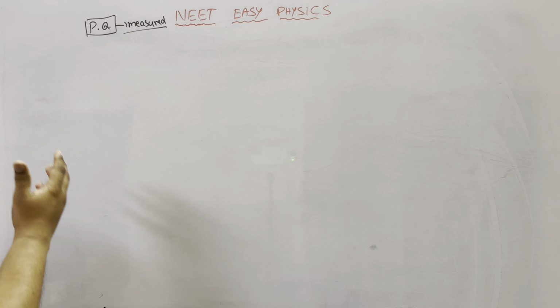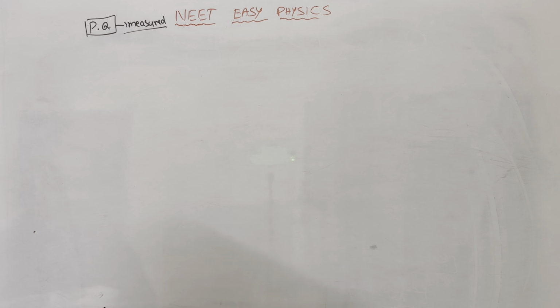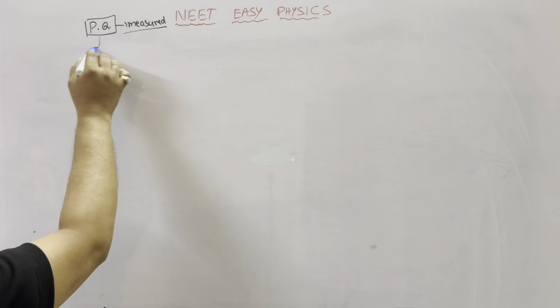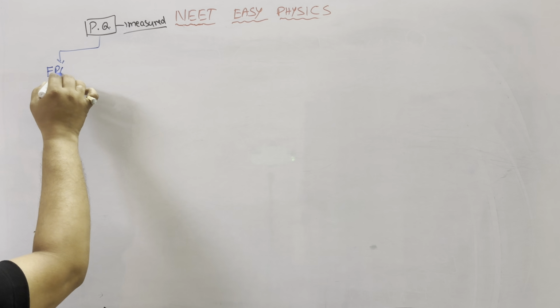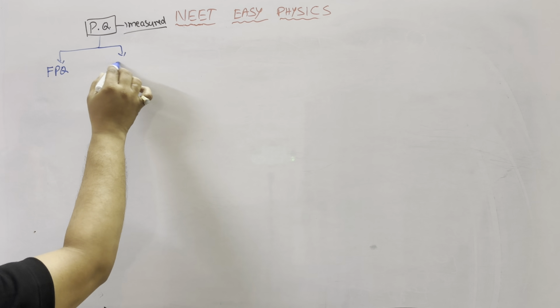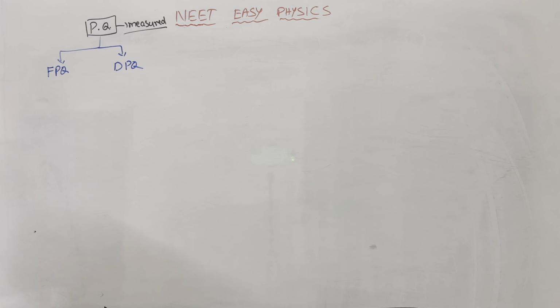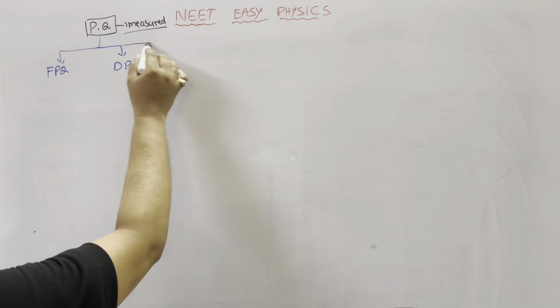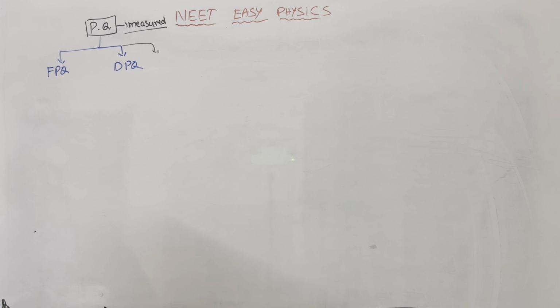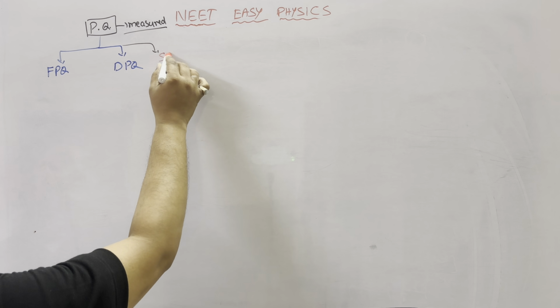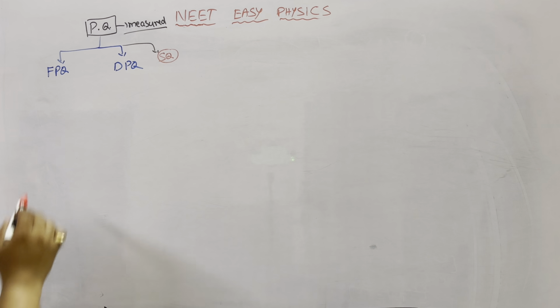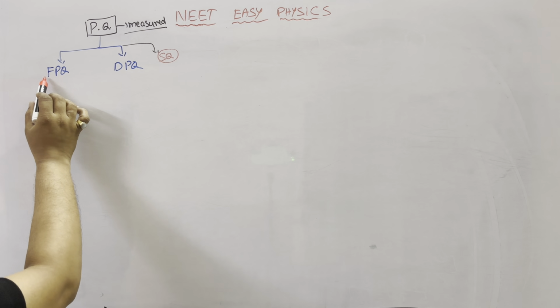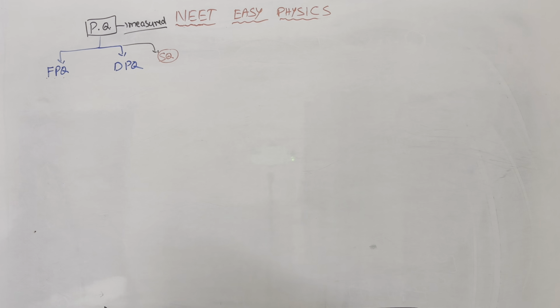So physical quantities are divided like this. One is fundamental physical quantity, another is derived physical quantity, and the third is supplementary quantities. So two, no, three will be there. Here I am not writing FPQ fully, I wrote fundamental physical quantity. In offline notes you have to write fully fundamental physical quantity.